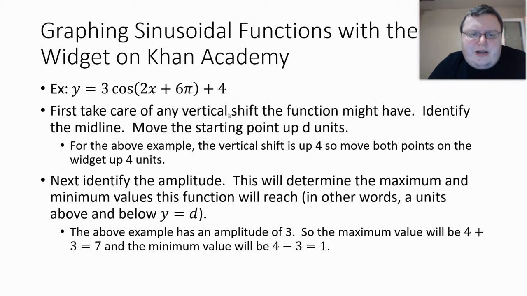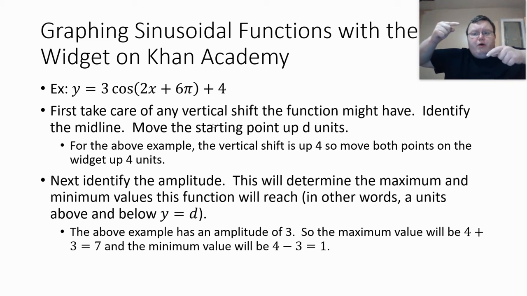So first, you want to take care of any vertical shift that the function might have. You want to identify the midline. So for this example, the vertical shift's up 4. The midline is y equals 4. I would take both green points, and one of them is going to be higher or lower than the other one. They're not going to be at the same y value. But I'd take both of them and I'd shift them up 4, one at a time. Do one, stop, don't even look at that point, look at the other one, move it up 4. You should have a picture that looks exactly like what you had before, but everything's been shifted up 4.